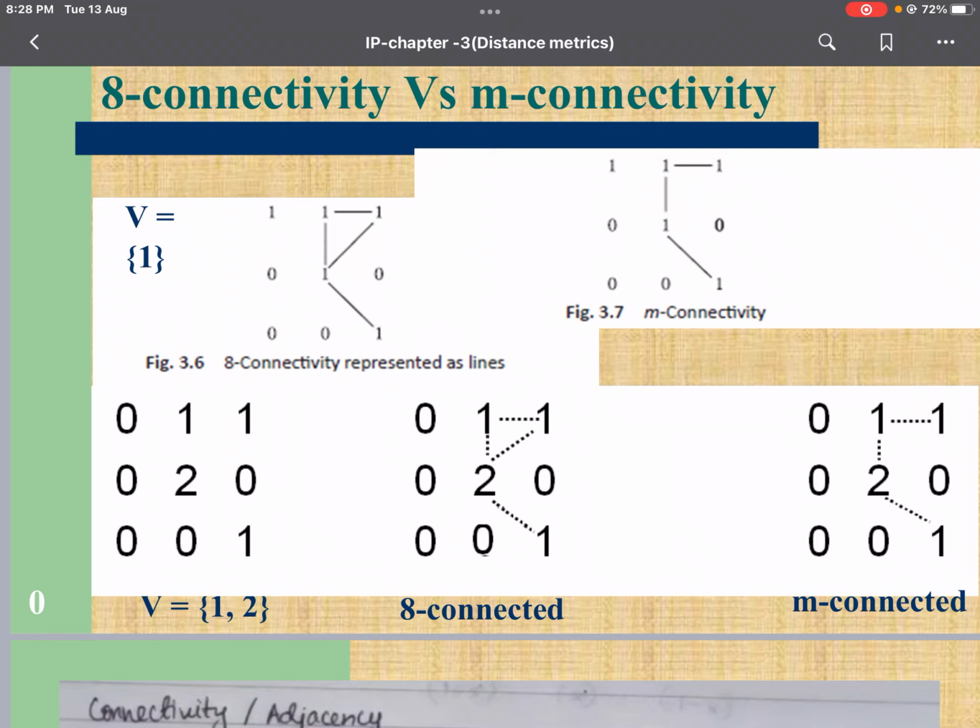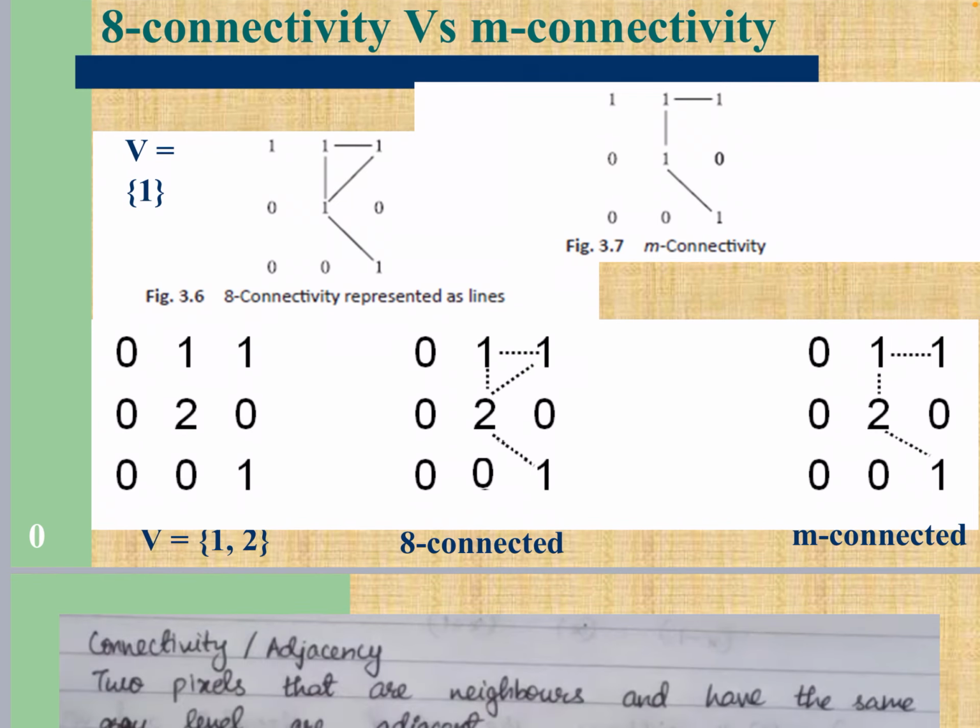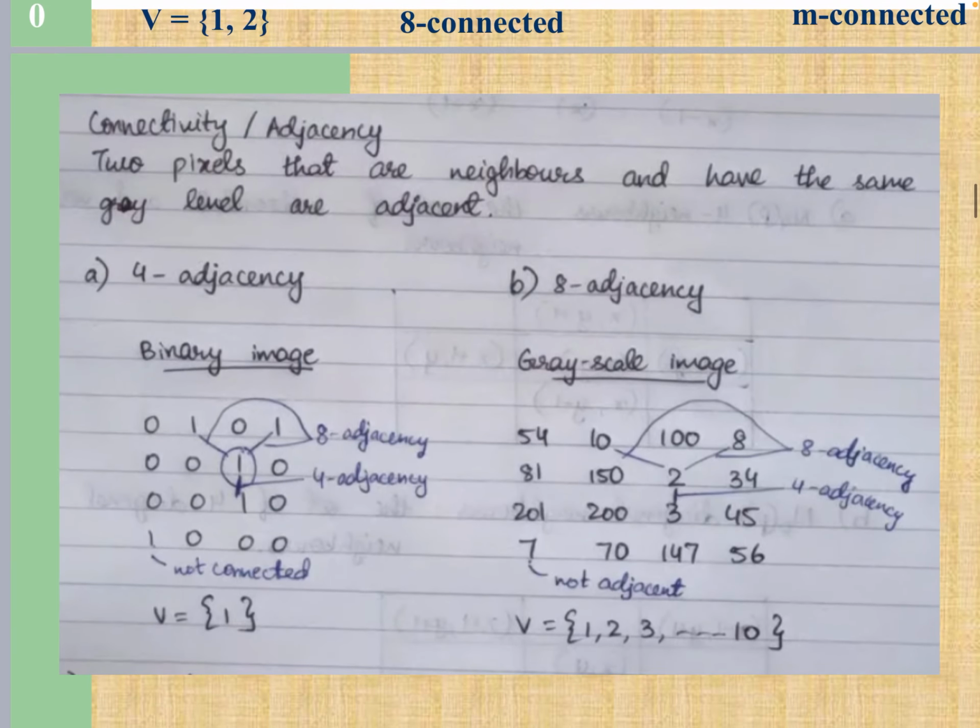The M connectivity overcomes the drawback of the 8 connectivity represented by the line here. In the case of M connectivity, it is mixed. Here we can connect the pixels either through the 4 connectivity or through the diagonal. In this case, 1 to 1 we have the diagonal connection, and 1 to 1 this is the 4 connectivity, and instead of connecting this 1 to 1 diagonally, we are connecting with respect to the 4 here.